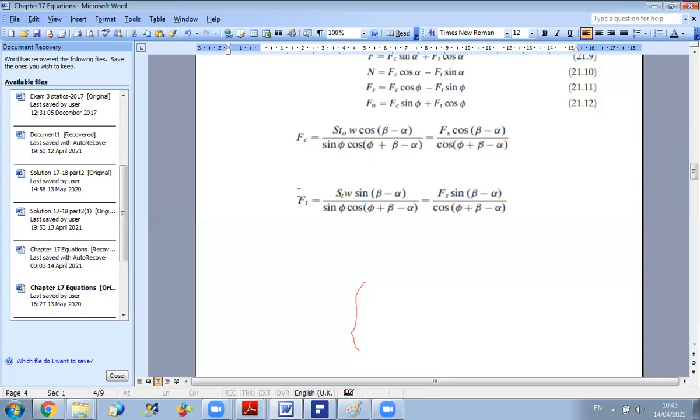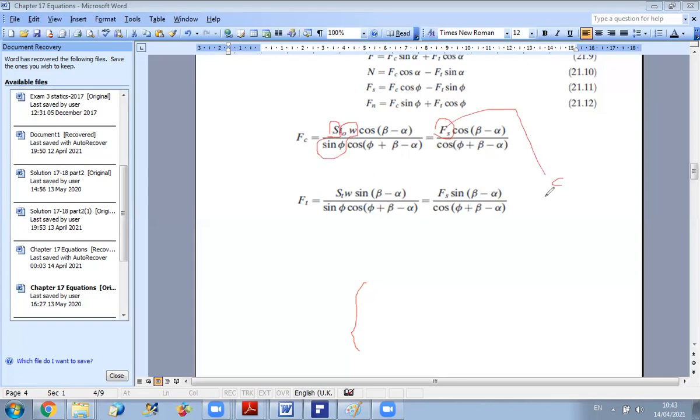And Fs can be calculated by the shear strength S times the area. We know that the area is T0 omega over sine phi. So to calculate the shear force, we can replace it by the shear strength times the area. This is how I can calculate the cutting force and the thrust force. Any question until here?